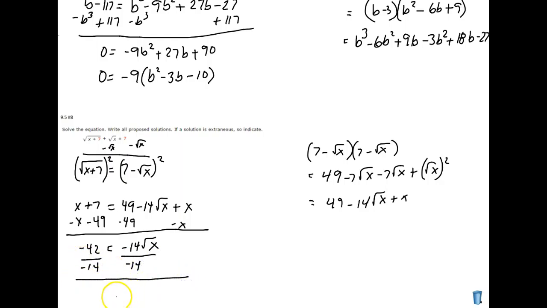Okay, so what you're curious about is how many times does 14 go into 42, and that is 3. And then that's equal to the square root of x. So now I need to go ahead and square both sides of my equation, and I get 9 equals x. Before you know if that's the actual answer or not, you got to plug it back into your original equation, make sure that it gives you a true statement. If not, remember, it would be extraneous.